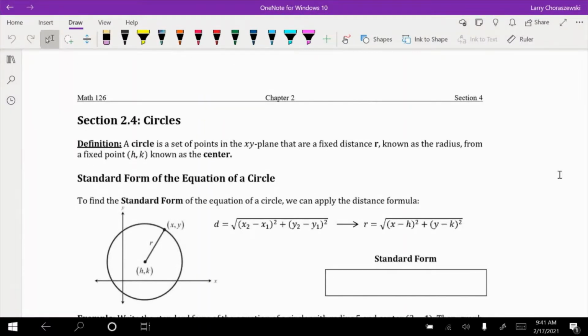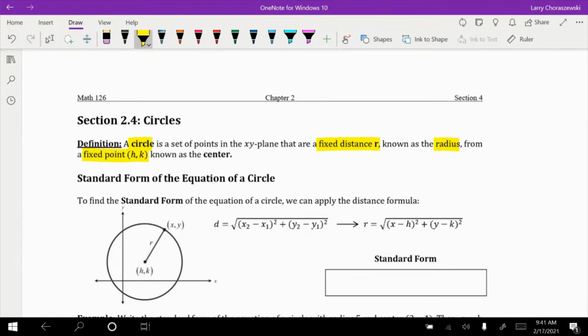Because as we're going to see, the equation for a circle, at least one form of it, is based on the distance formula. So here we have a definition. A circle in the coordinate plane is a set of points that are a fixed distance r, which is referred to as the radius, from a fixed point. And what we mean by fixed is that their values are the same.